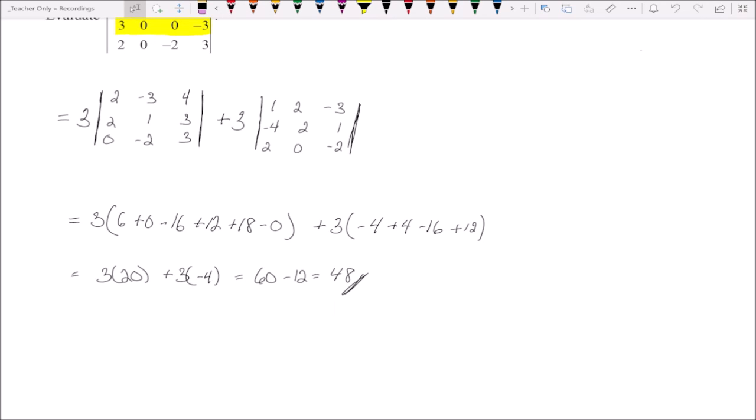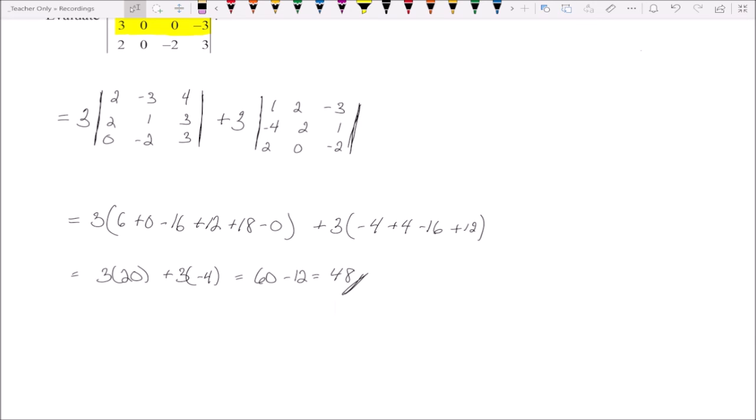And that concludes the video on cofactor expansion. So the key with cofactor expansion, as we saw, is to choose the row or column that has the most zeros, as this will reduce the problem into its simplest form. However, it doesn't matter. You can choose any row or any column to expand across.